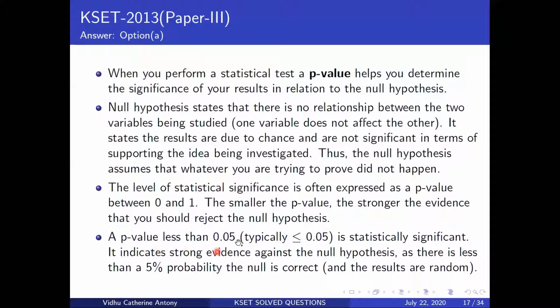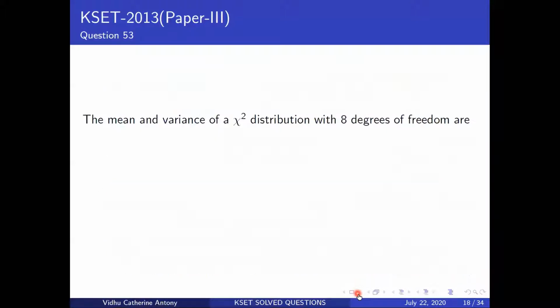A value less than 0.05 is statistically significant. It indicates strong evidence against your null hypothesis, as there is less than a 5% probability that the null is correct. So your results are not random, but it does not mean that your results are correct. Now let's look at this.